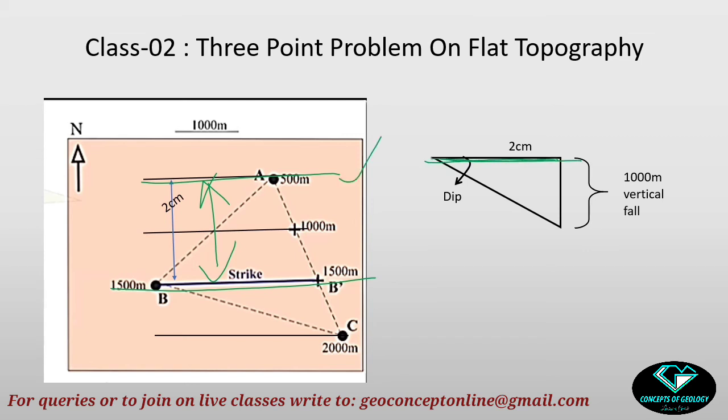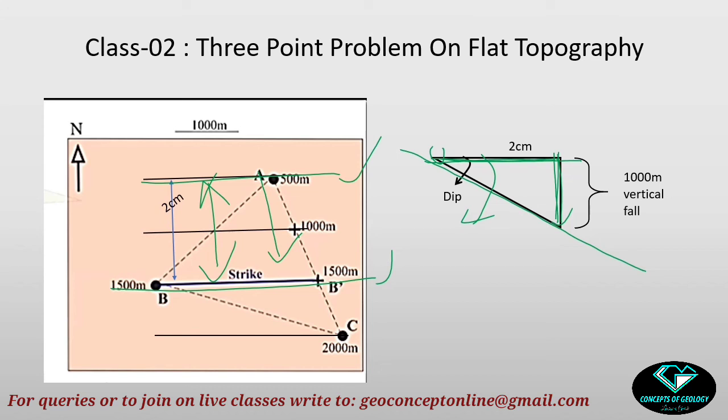The vertical fall between them is 1000 meter. So this is the 1000 meter vertical fall, according to my scale. And I am joining this point and this point through a line. This is the appearance of the unconformity in a vertical plane, and this angle will be the true dip angle. The dip direction is from minus 500 to minus 1500. All the values in the triangles are written in negative.